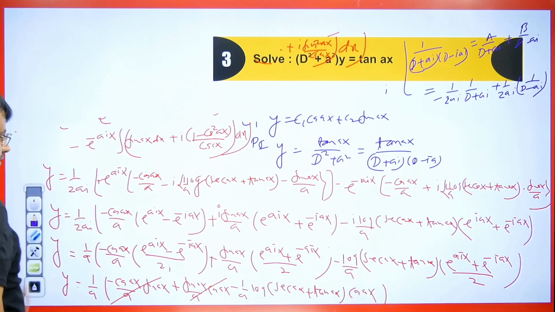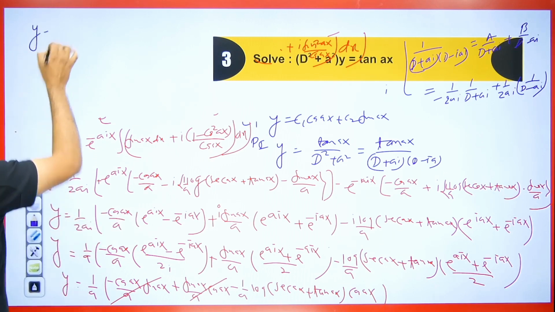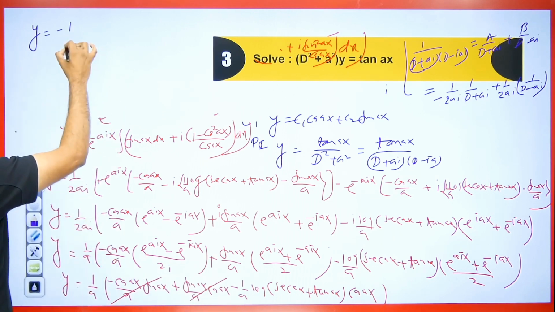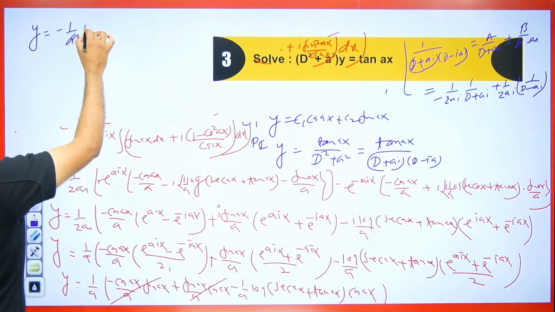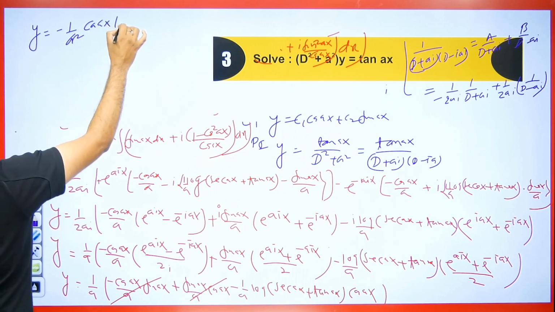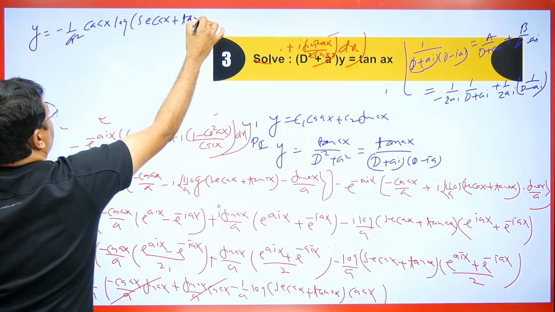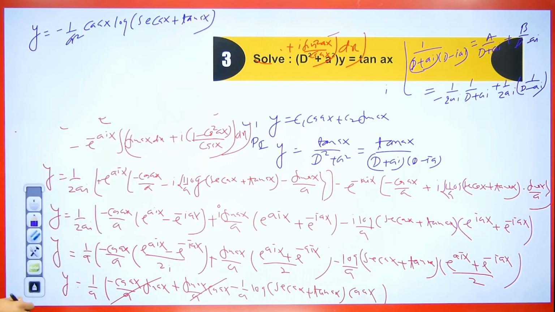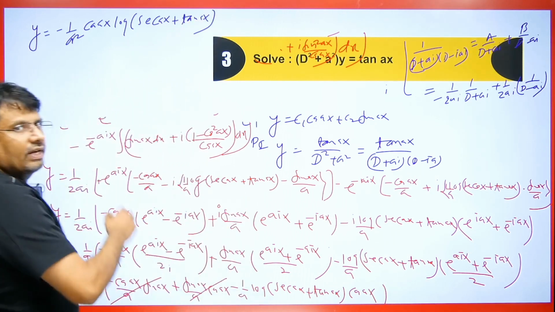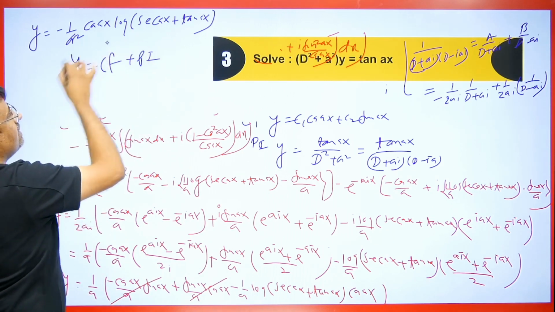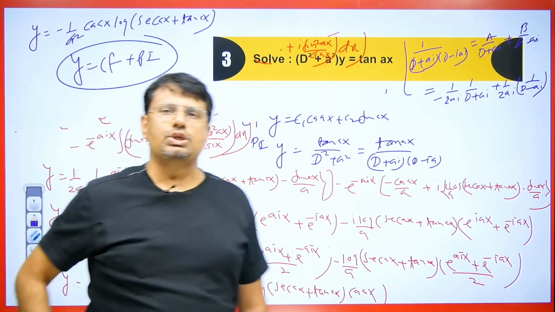Let me write it in different color. Here this is y, and this 1 upon a will be multiplied by this 1 upon a. So we get minus 1 upon a square. Cos ax will be written first, and this will be log sec ax plus tan ax. Therefore, this will be the PI of this equation. And the final answer that we get will be y is equal to CF plus PI. And with this method, we can solve such type of questions. That's how we solve them.